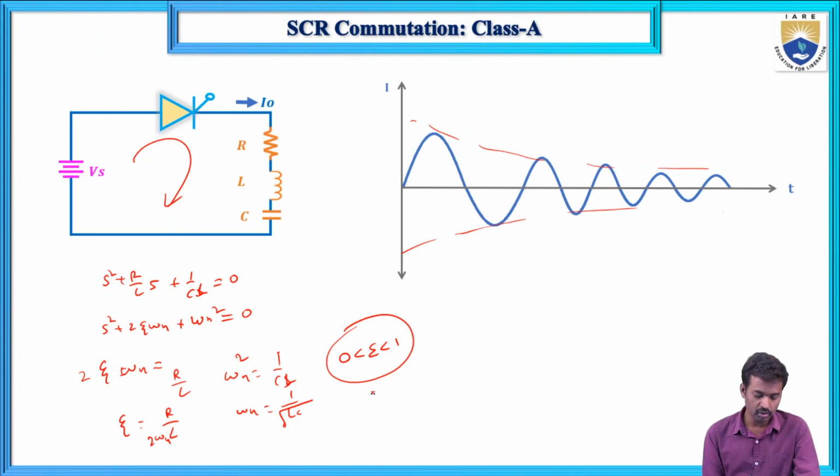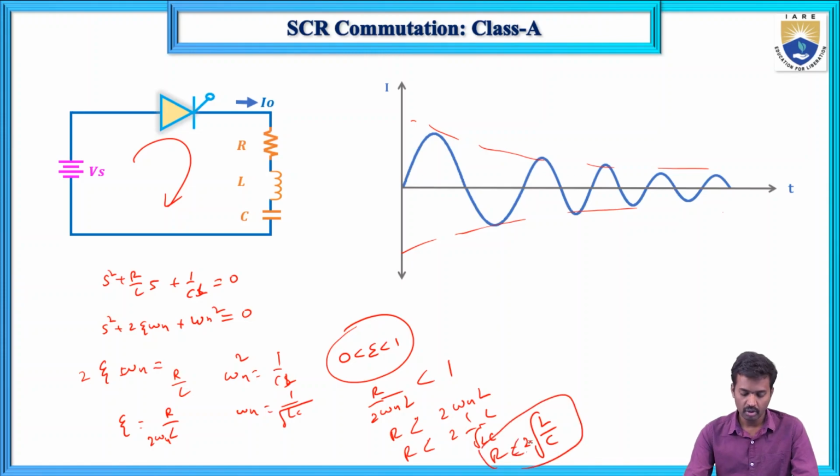So now here zeta equals R by 2 omega L, and zeta is less than 1, so R equals 2 omega n into L, and R is less than 2 by square root of LC into L, and R is less than 2 square root of L by C. So this is the equation. By giving proper values of inductor and capacitor, we can make this system an underdamped system.